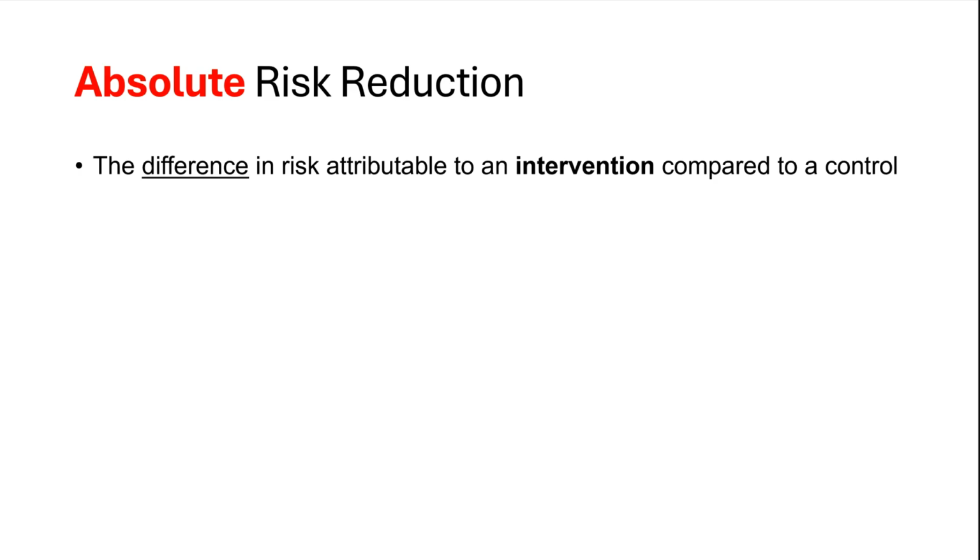We now have absolute risk reduction. This is known as the difference in risk attributable to an intervention compared to a control. This sounds very similar to attributable risk, right? That's because it is. The only difference here is that this is usually a positive exposure or a positive intervention. Like I said, not everything is always negative, like smoking and cancer. Sometimes we can expose people to things such as vaccines, which are typically believed to be a positive exposure that lowers the chance of developing a disease.